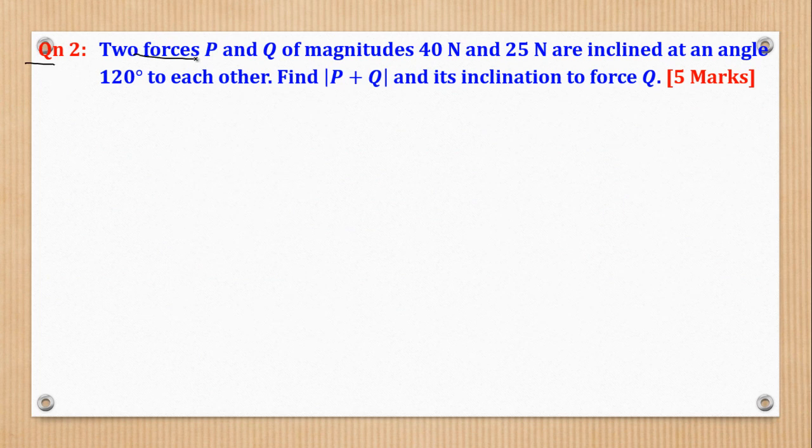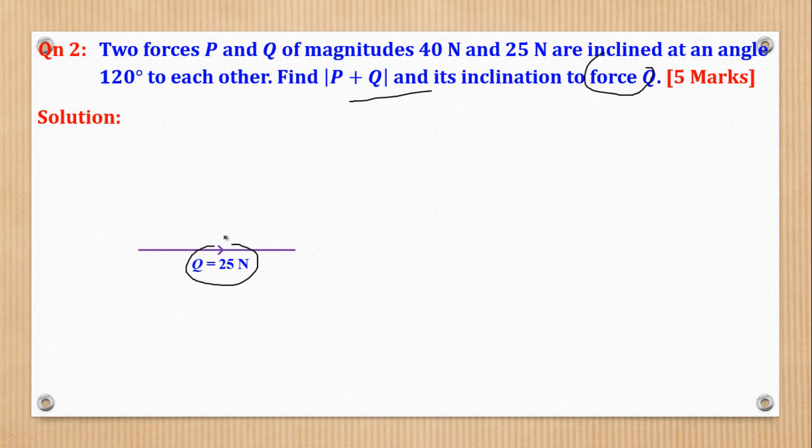Question 2 says, two forces P and Q of magnitude 40 newtons and 25 newtons are inclined at an angle of 120 to each other. Find the magnitude of the resultant, so P plus Q means resultant, and its inclination to force Q. So there we have to make a sketch. Because they want the direction or inclination to force Q, it is advisable to make force Q the horizontal. Then you measure off 120 degrees to get force P.